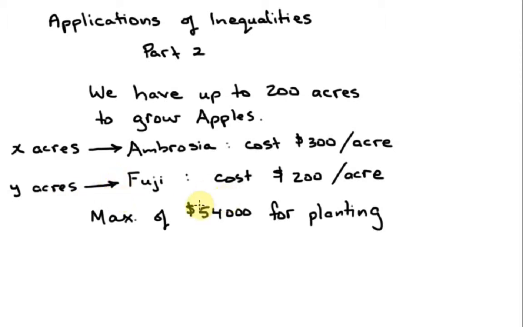Now a few little inequalities that are kind of no-brainers is that X would have to be greater than or equal to 0, as would Y, because you really can't plant a negative amount of apples. That goes without saying. And then a really good idea is to look at the extreme situations. What if we didn't plant any of the Fujis? What if it was all ambrosias, let's say? How many acres could we get away with if it was all ambrosias?